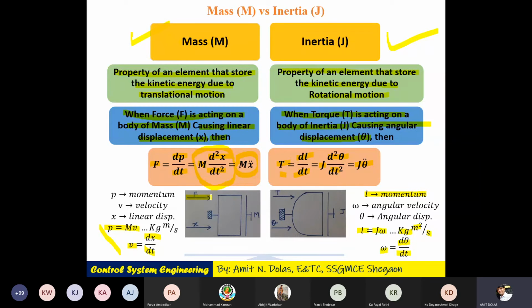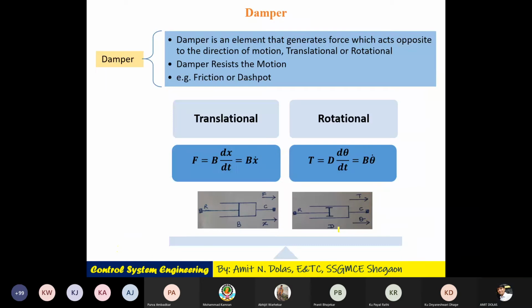Here you can see the pictorial representation: force and displacement, and here is the mass m. Here torque and angular displacement theta, and here is an inertia J. So this is a small comparison on a single PPT between mass and inertia.